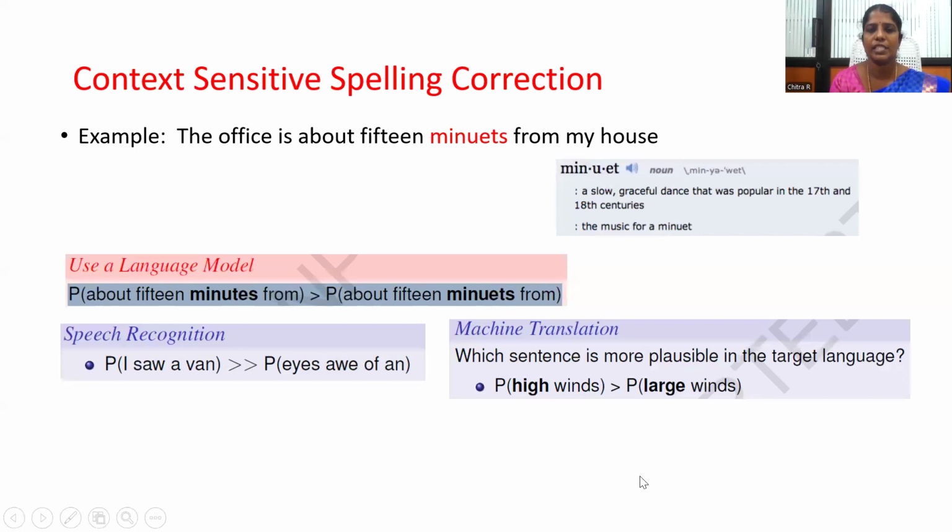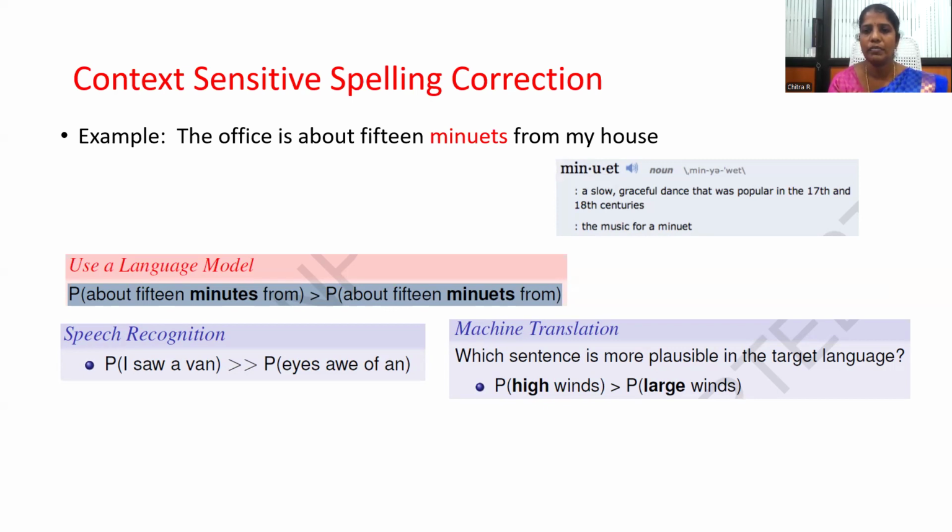Consider context sensitive spelling correction. This N-gram technique is used for predicting words as well as context sensitive spelling correction. Consider "The office is about 15 minutes from my house". The word "minuets" is also available in the dictionary. The meaning of this one is a slow, graceful dance. Is it fit for that location? Sometimes it may also fit.